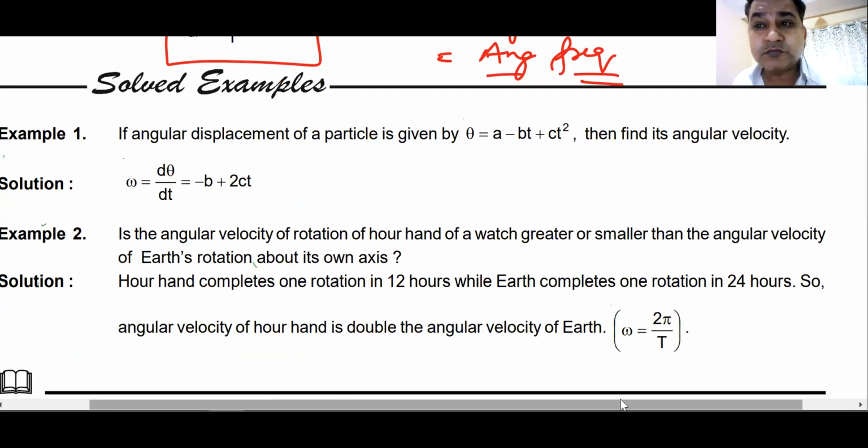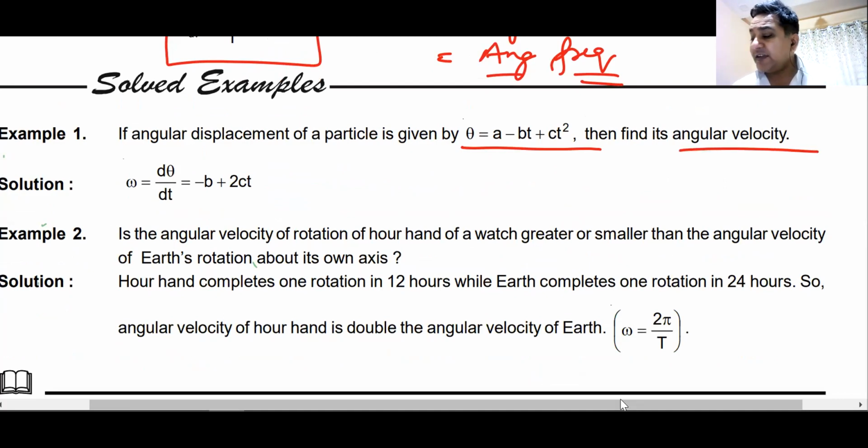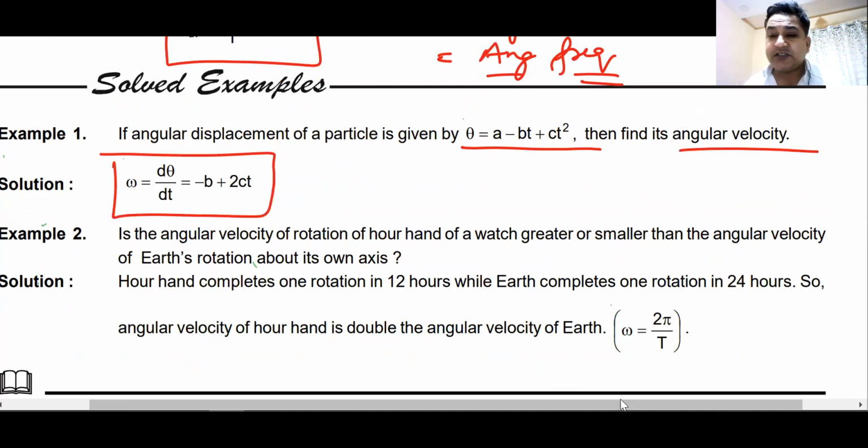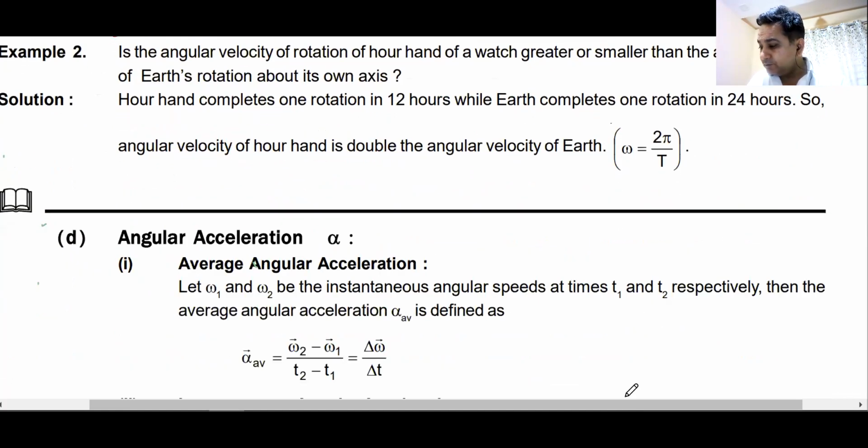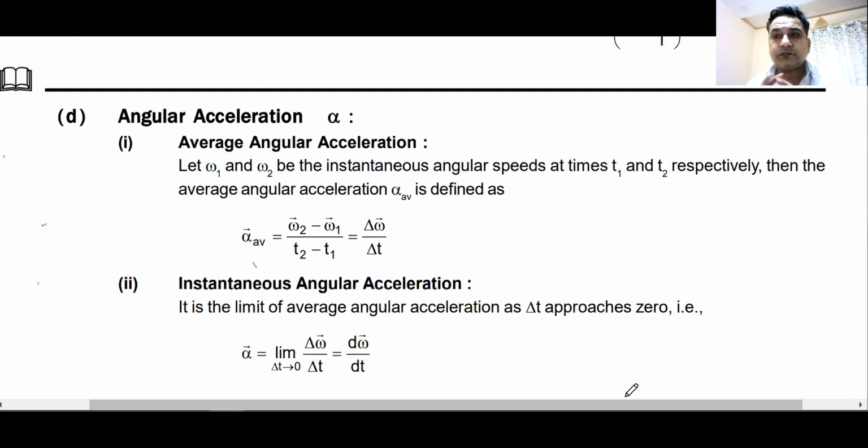Yes or no? Simple question. Angular displacement is given by this. What is the angular velocity? How do you get the angular velocity? You just differentiate this theta with time. You differentiate this theta, you will get this. Yes or no? We understand this? If the angular velocity is constant, it is uniform circular motion. If the angular velocity changes, it is non-uniform circular motion.